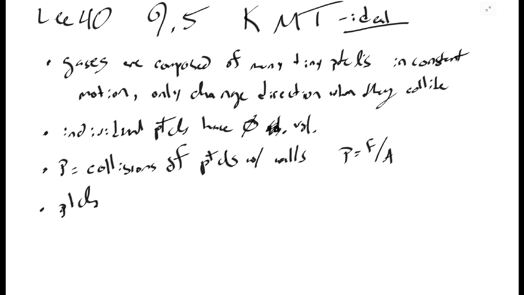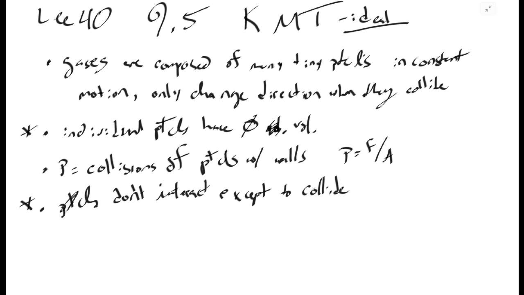particles don't interact except to collide. Okay. What this is saying is that they don't exert attractive or repulsive forces on one another. Okay, so it's just another simplifying factor. So the two simplifying factors we've had so far, this one and this one, just say that all they do is move in a straight line until they collide, and that's it.